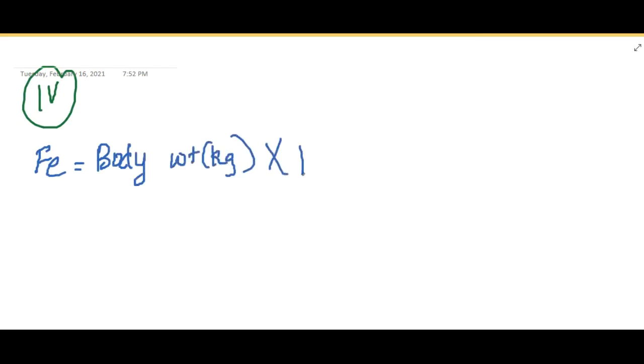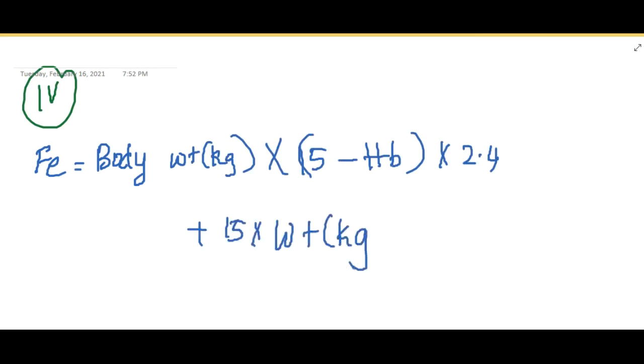Then for IV correction of iron, we have to calculate by the formula: total iron required is equal to body weight in kgs into 15 minus patient's hemoglobin into 2.4, plus 15 into weight of the patient in kgs. All this gives the iron required in milligrams.